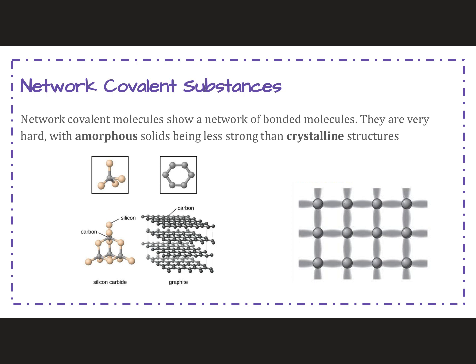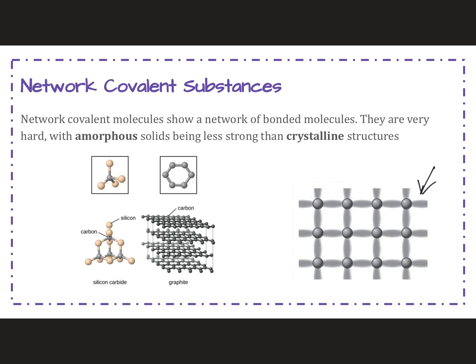Let's take just a quick moment to talk about network covalent substances. Unlike molecular covalent substances, network covalent molecules have a network of bonded molecules. You can see in our illustration here that we've got a whole network of bonds between a whole lot of different covalent particles. By comparison, a molecular covalent bond is going to show just bonds between individual atoms within a molecule instead of a big system.